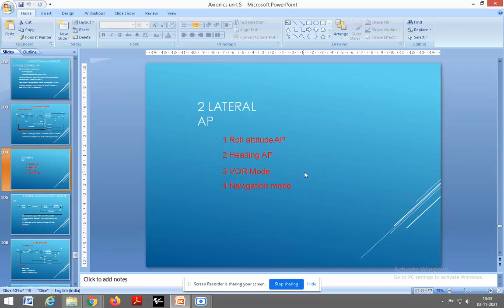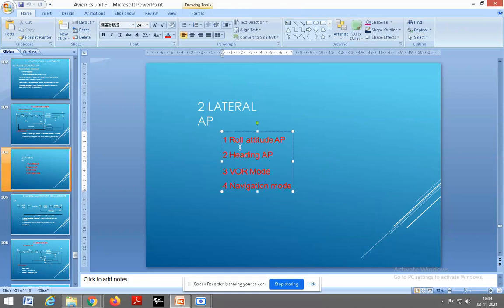In the lateral autopilot system, you are going to cover control of attitude. This is altitude, not attitude. Roll, altitude, heading, autopilot system, VOR mode. VOR means VHF, very high frequency, omni range mode. Navigation mode. These are the things we are going to cover in the lateral autopilot system.